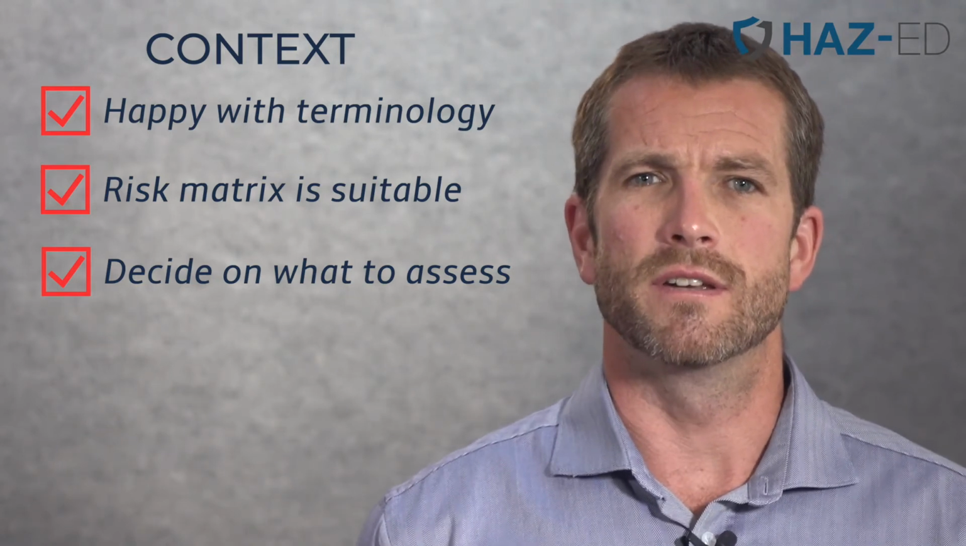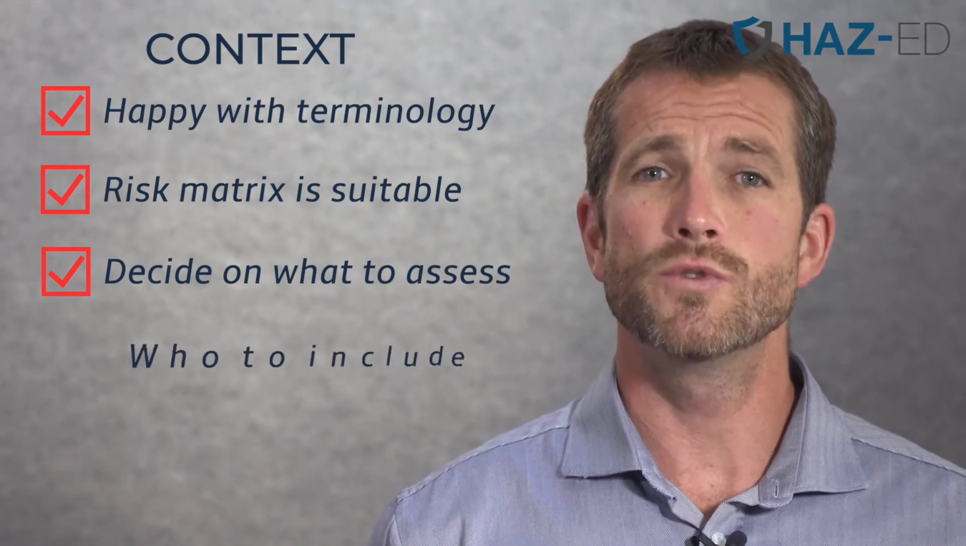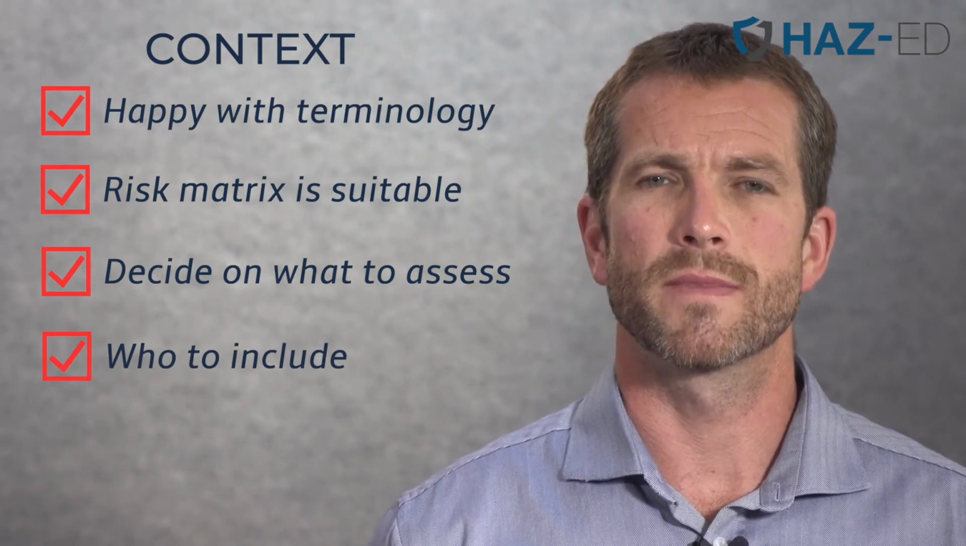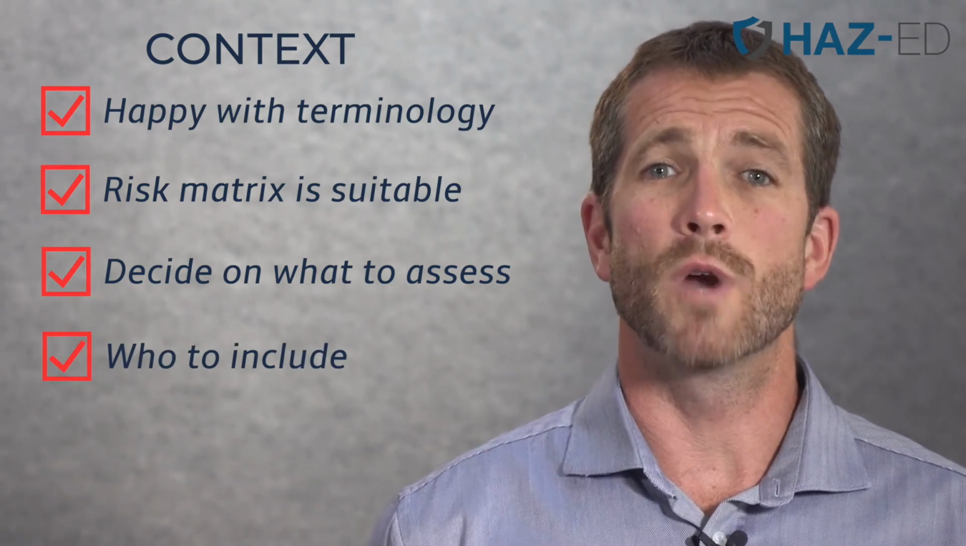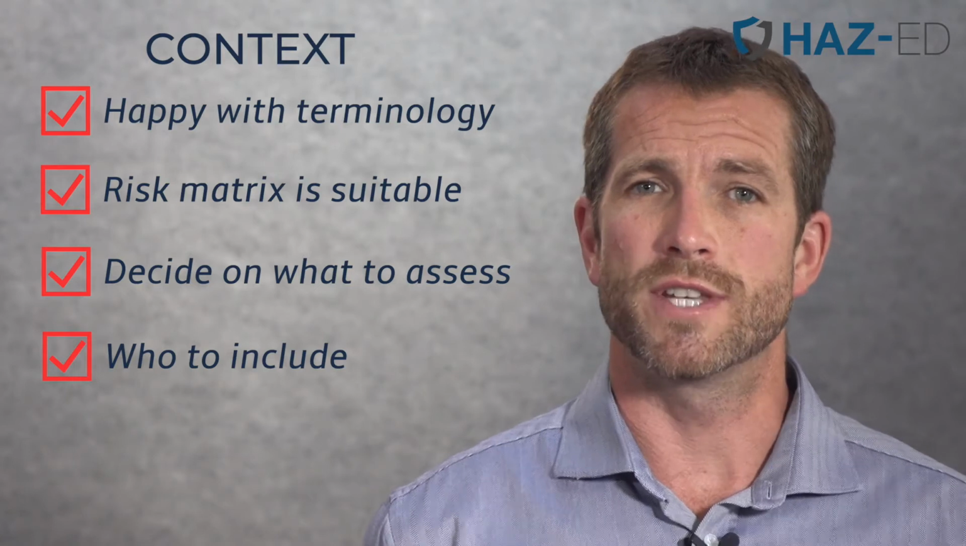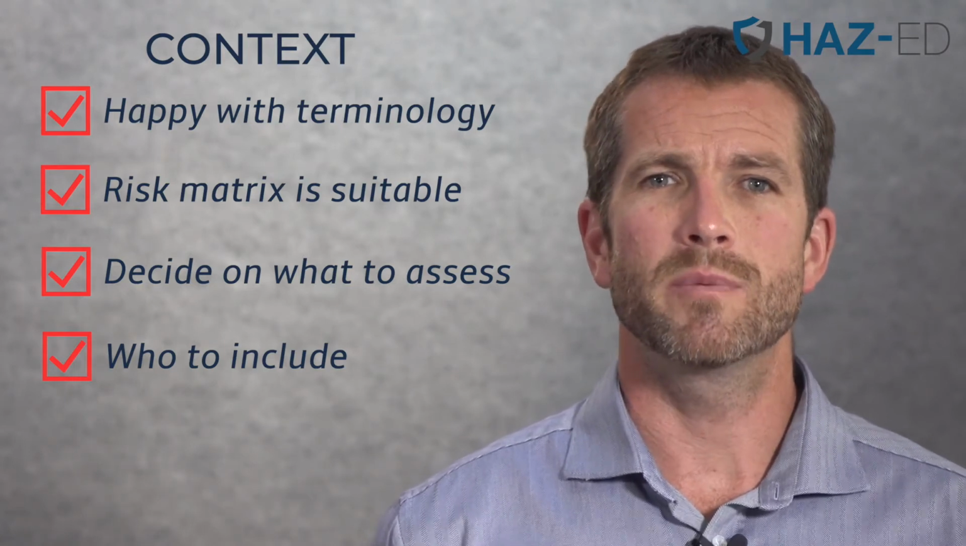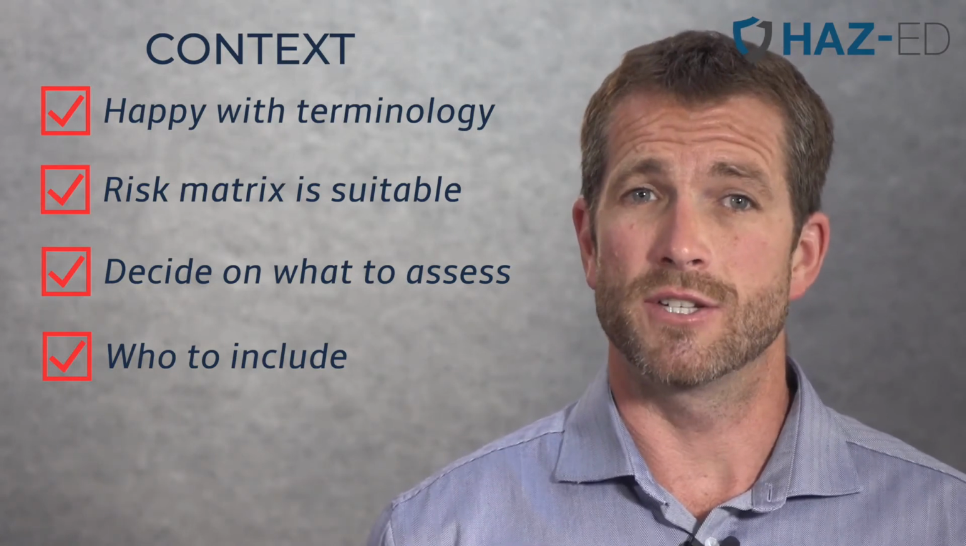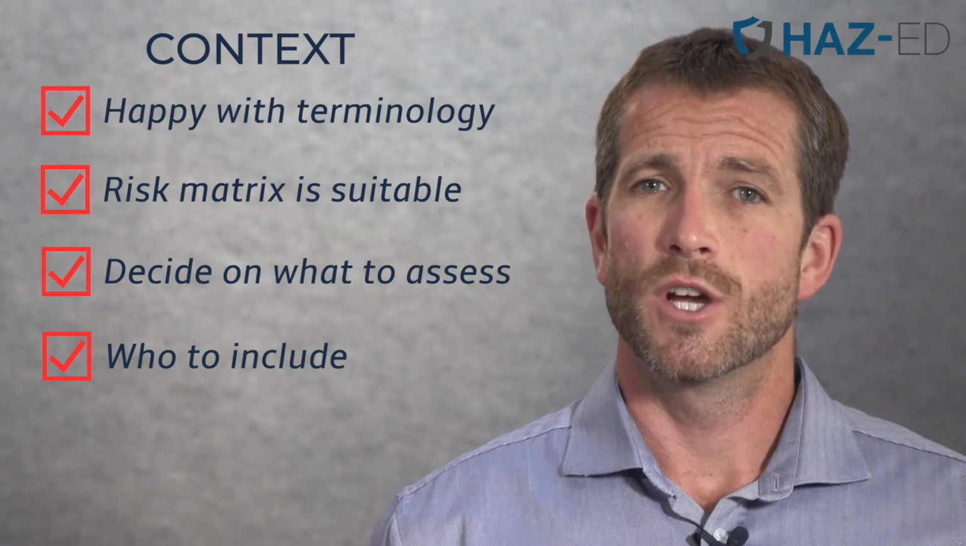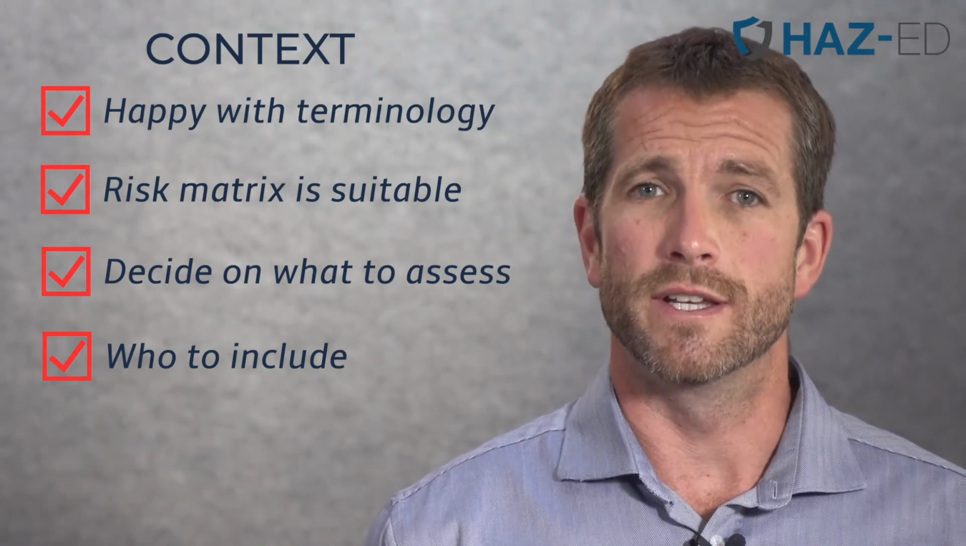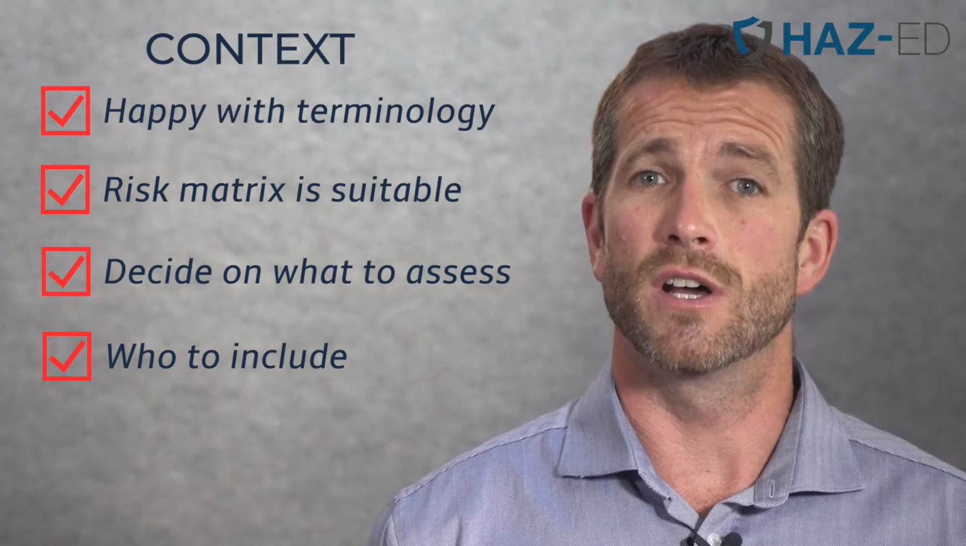Another thing to consider when setting the context is who to include in the risk assessment. Ideally, you'd include a range of people with knowledge of the task being done, and people who have the authority to make decisions about resources. A risk assessment will stall quickly if the group decides that they need a certain item but nobody can actually provide it. So you've got your group together and you've decided on a task that you need to assess.